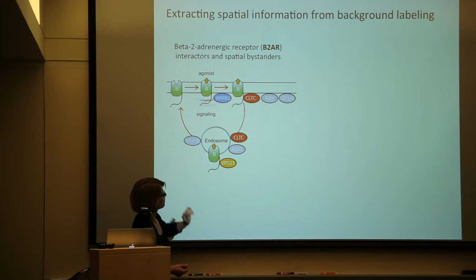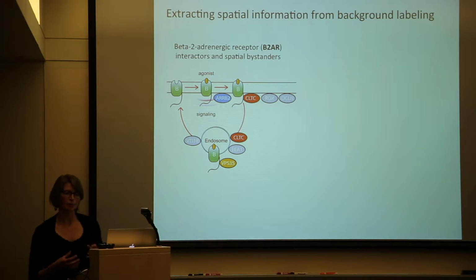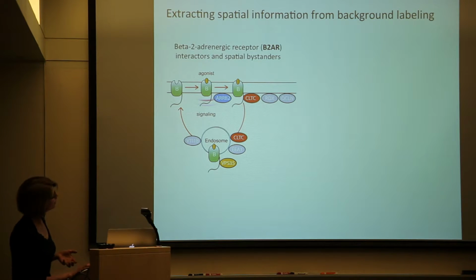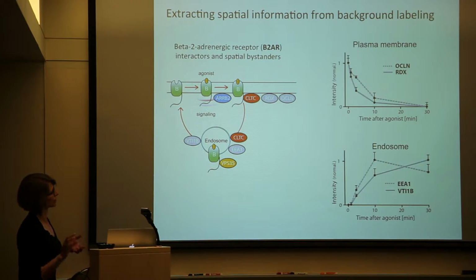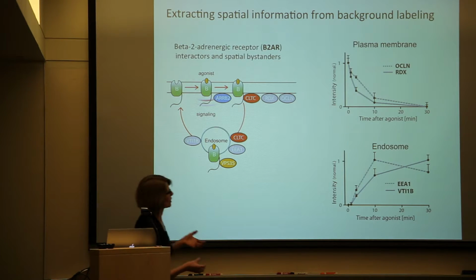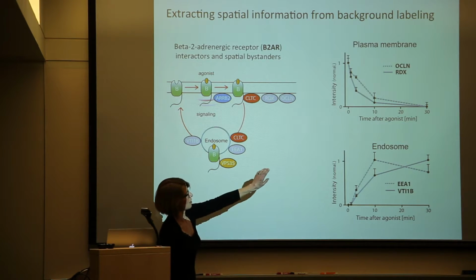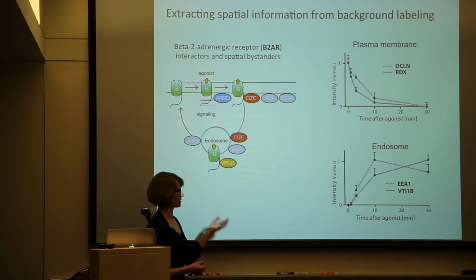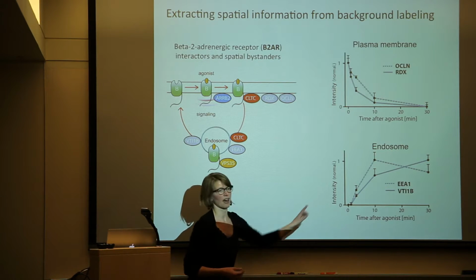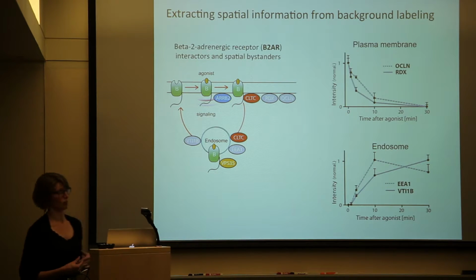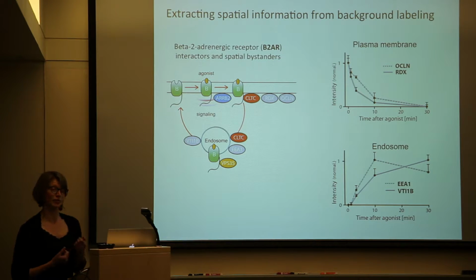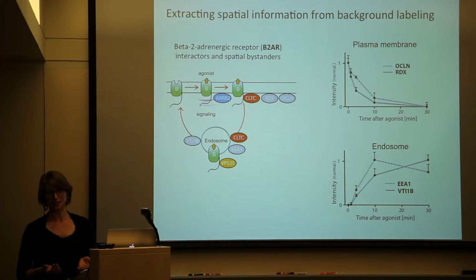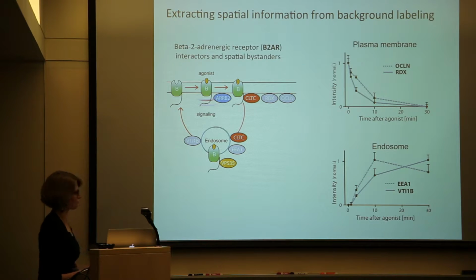And so we chose 2 plasma membrane proteins, radixin and occludin, and 2 endosomal proteins, and monitored them also over time. And so here are the results. And I think this is really cool, because we can see here how the receptor, by monitoring these plasma membrane markers, moves away from the plasma membrane. And on the other side, at the endosome, we see how the receptor moves closer to the endosome. And so in the same sample, we can get information about the interactors, but also about the localization of the receptors, which is really cool.